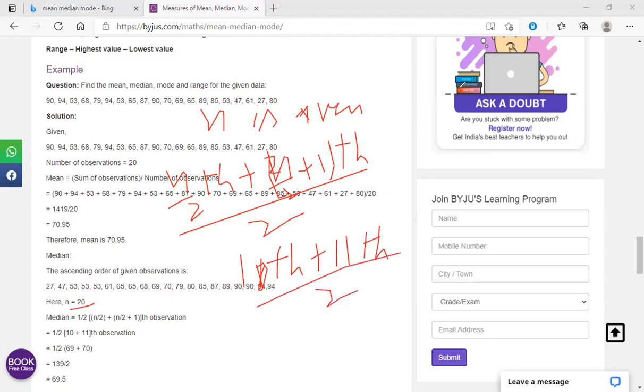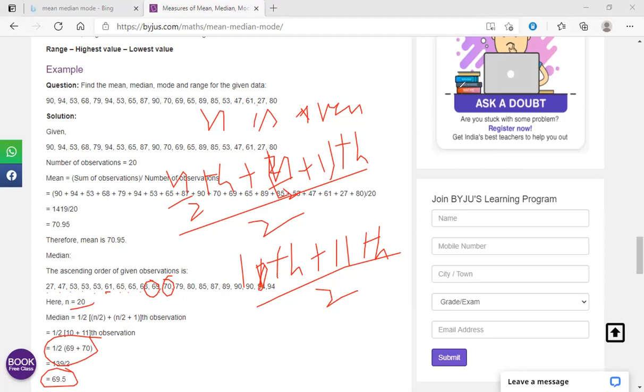So if we see, we find that the 10th observation is 1, 2, 3, 4, 5, 6, 7, 8, 9, 10: 69, and the 11th is 70. So what we do, we find the mean value of 69 and 70, which comes to 69.5. And this will be the median of the data. This will be the median.